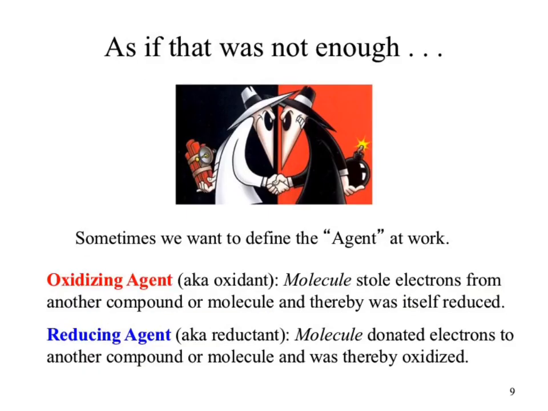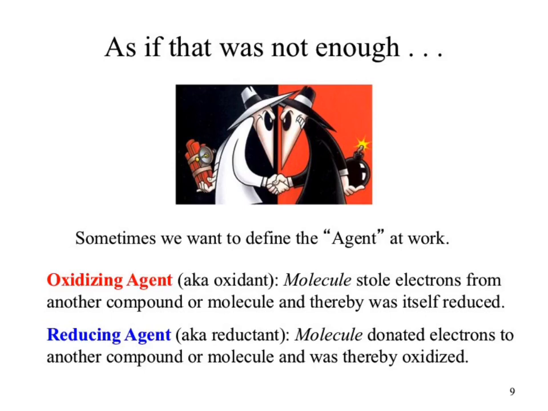Okay? What makes this worse is that you'll also see an extra little term come in here. We get the suffix -ing and an extra word, agent. So oxidizing agent. Well, oxidizing agent sounds like oxidation. So let's read it. Oxidizing agent is the molecule that stole electrons from another compound or molecule and thereby itself was reduced. The oxidizing agent was the carbon, reduced. The reducing agent was oxidized. They're inverses of each other.